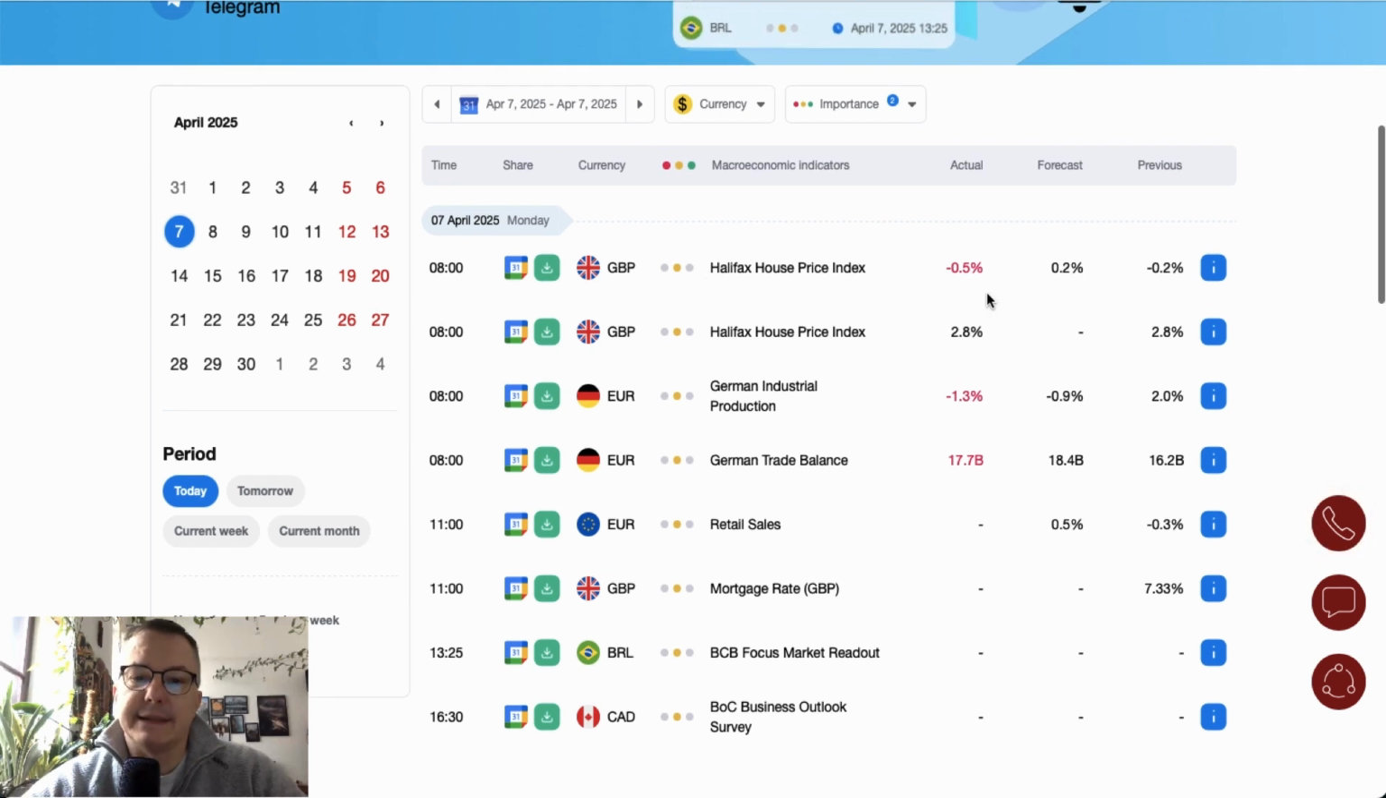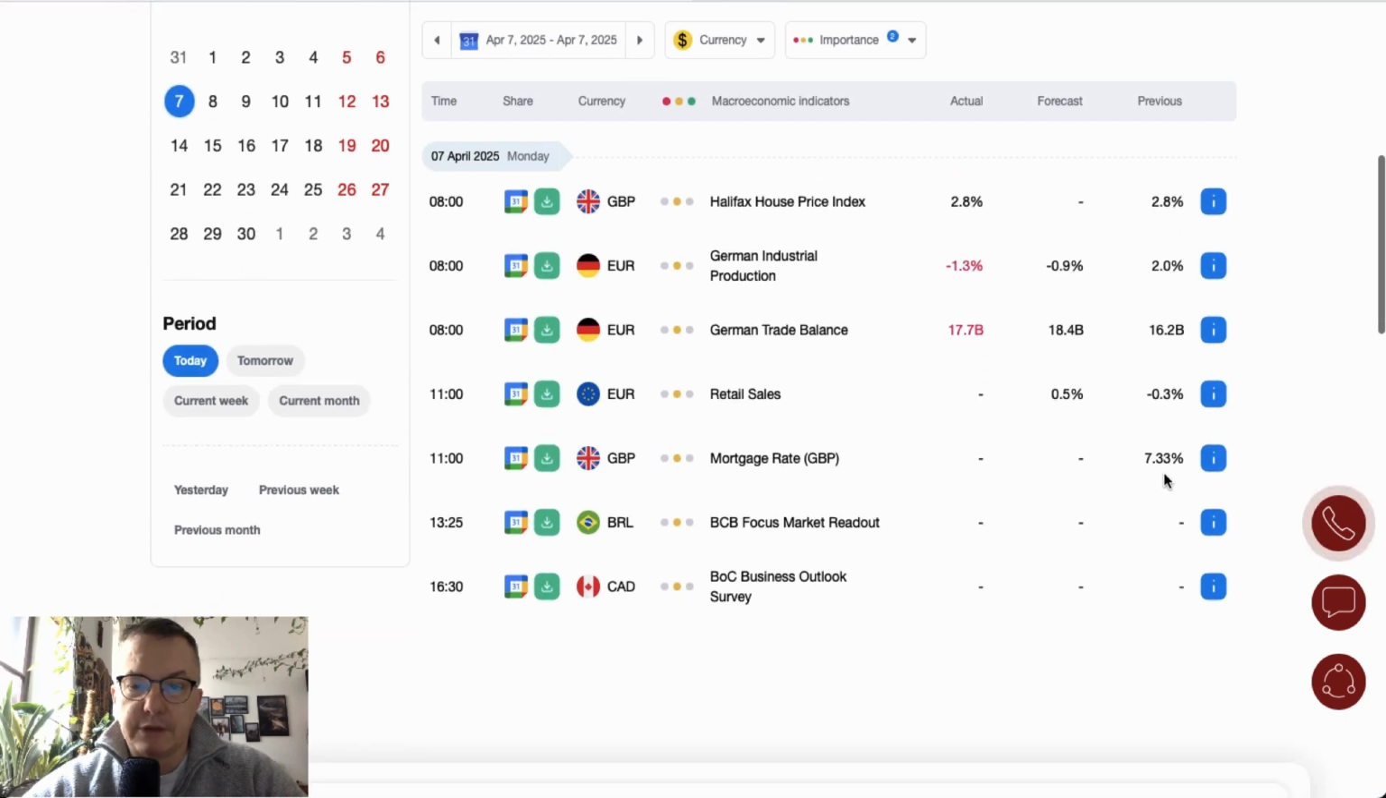Halifax house price index data from the UK deteriorates even further from minus 0.2%, minus 0.5%. German industrial production down from 2% to minus 1.3%. German trade balance up from 16.2 billion euro to 17.7 billion euro. We are waiting for the retail sales data from the Eurozone. The market participants expect an increase from minus 0.3 to 0.5%.